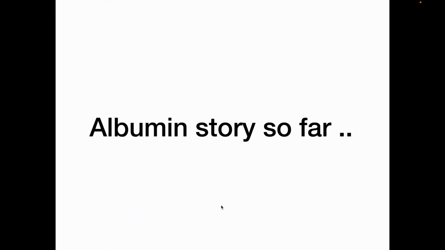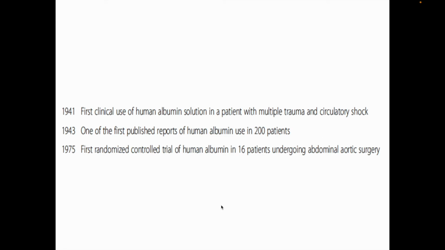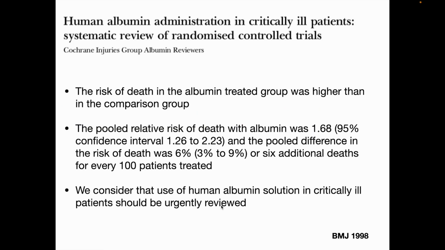Now let's look at the albumin story that we know so far. In 1941, the first clinical use of human albumin solution in patients was done in multi-trauma and circulatory shock. In 1943, the first reported case series of human albumin in 200 patients was published. In 1975, the first RCT of human albumin in 16 patients was published, in abdominal aortic surgeries.